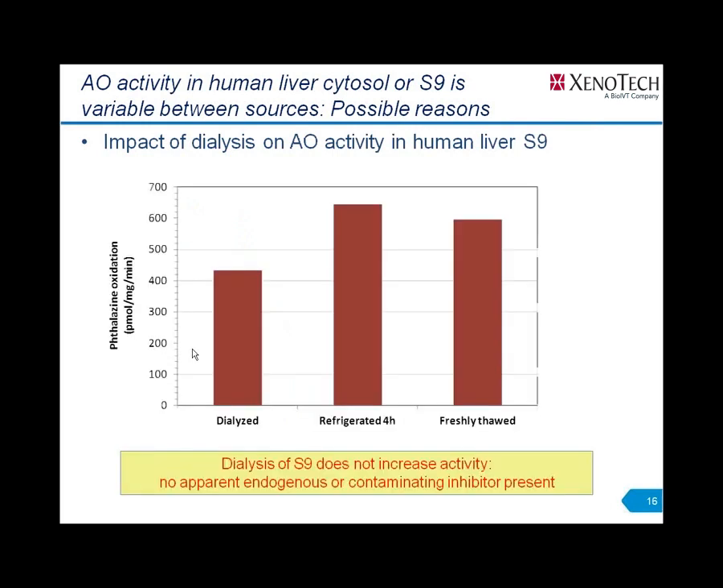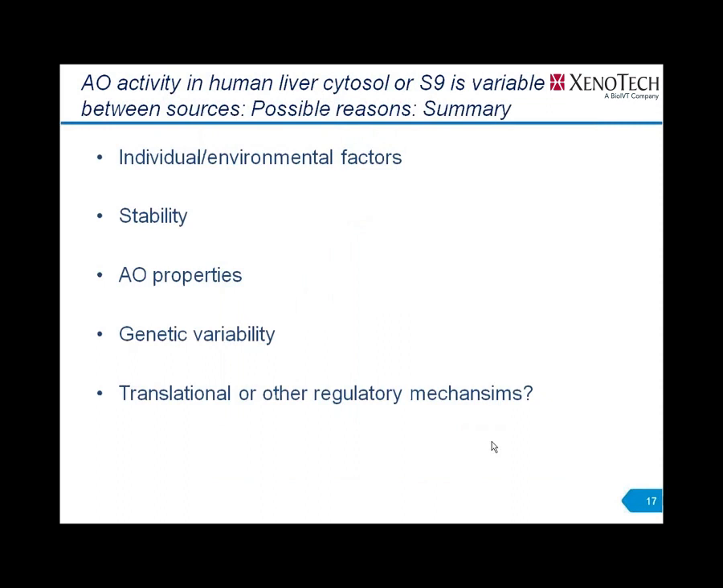We looked at dialysis. And just to show you the way this experiment is designed, we have dialysis for 4 hours. So our control for this is the refrigerated sample for 4 hours, and then we compared that with freshly thawed S9. And you'll see that there's really no trend. In fact, the dialysis sample was actually lower than the others, which would not be consistent with chemical inhibition. So there's no apparent endogenous or contaminating inhibitor present by this experimental design.